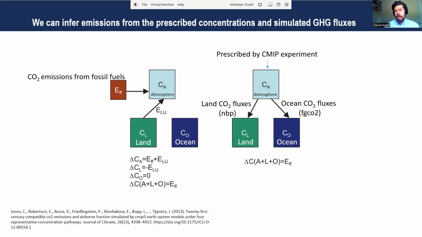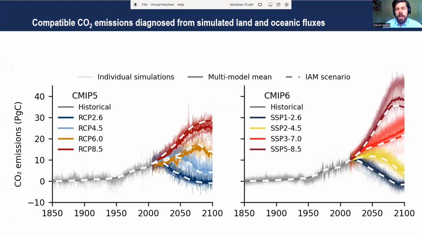And this work has been done by Jones for CMIP5 and by Liddicoat for CMIP6. And I'm basically doing what they did to create an ensemble of compatible emissions. And these are the results. So on the left for CMIP5 and on the right for CMIP6, you get what emissions are compatible with the prescribed concentrations. And the spread in the multimodel ensemble for each scenario is basically due to differences in the carbon cycle processes within each GCM.